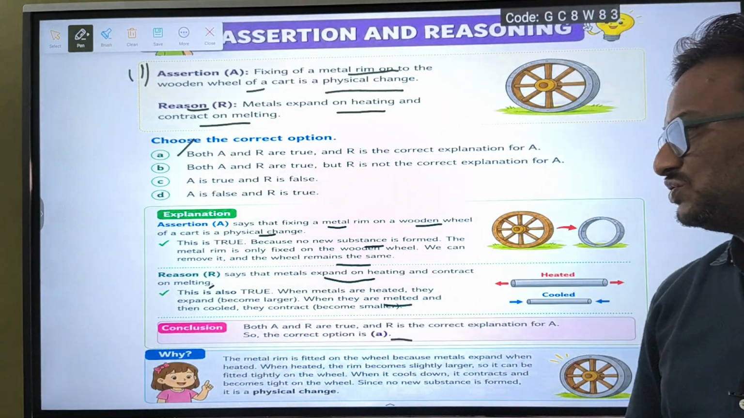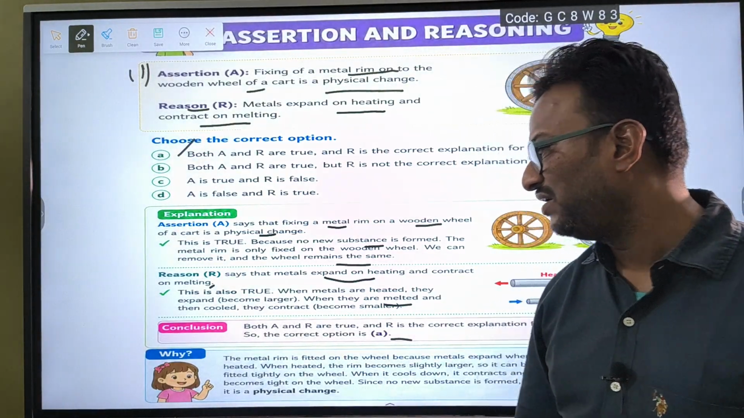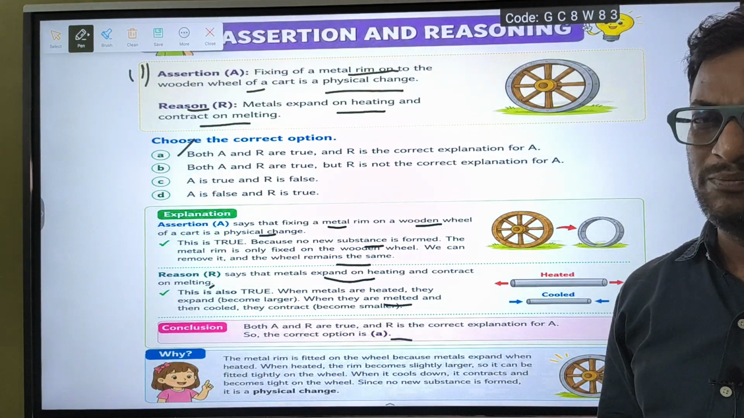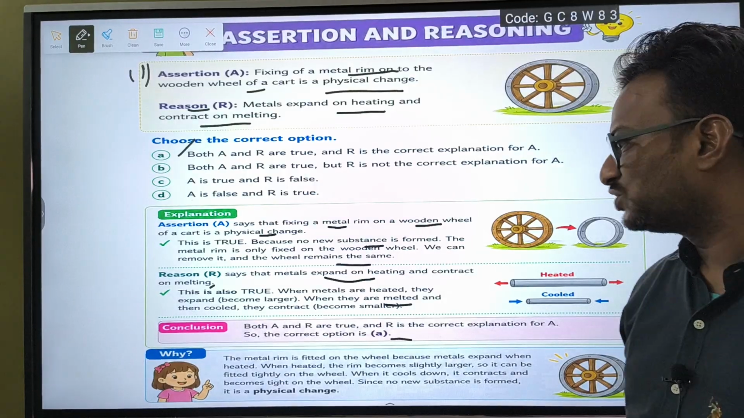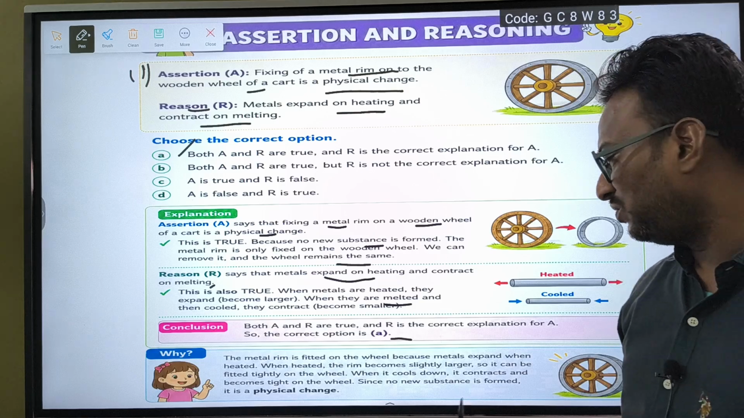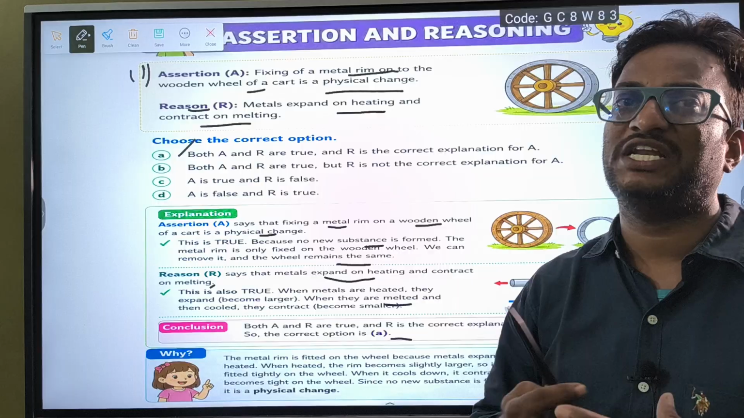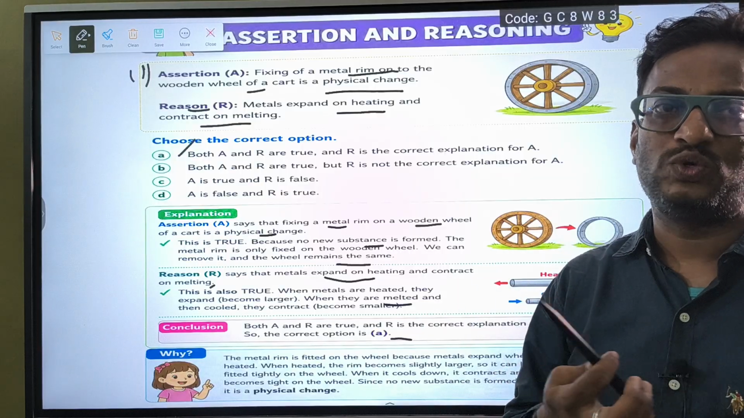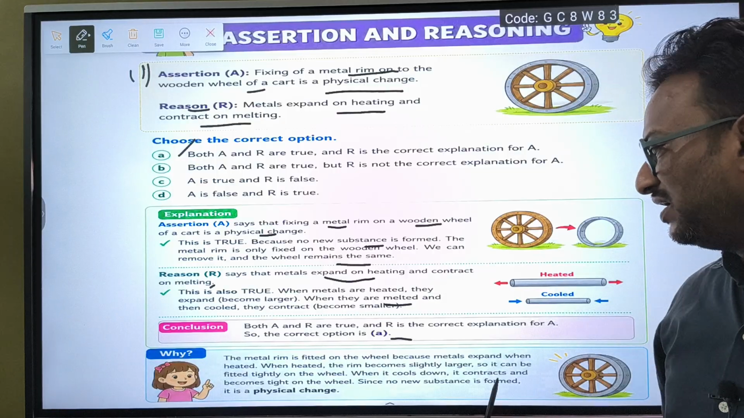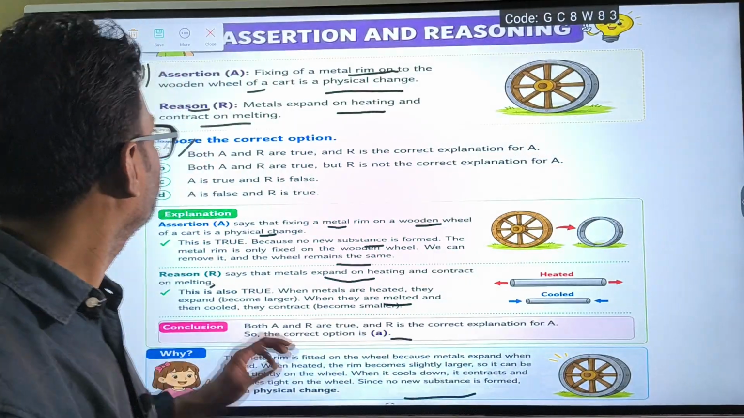Both are correct. So the metal rim is fitted on the wooden wheel because metals expand when heated. When heated, the rim becomes slightly larger, a little bit larger after heating, so it can fit onto the wheel. When it cools down, it contracts and becomes tight on the wheel, so that it will not come off the wheel. It will fix to the wheel after cooling. Since no new substance is formed, it is a physical change.